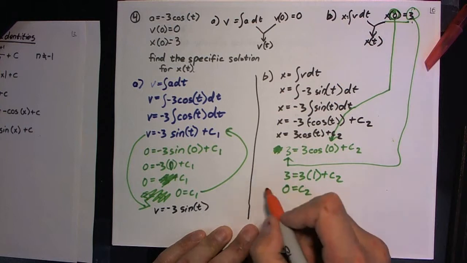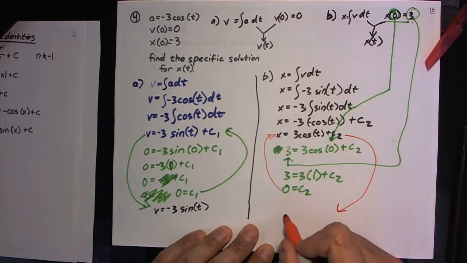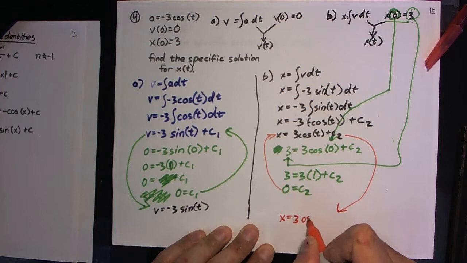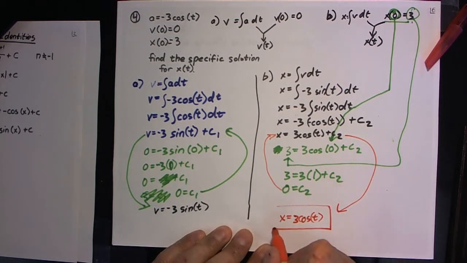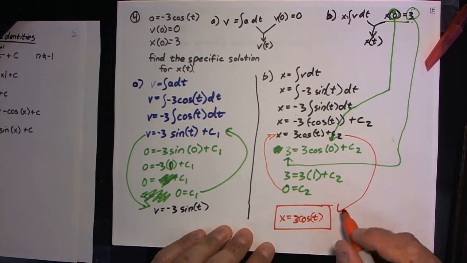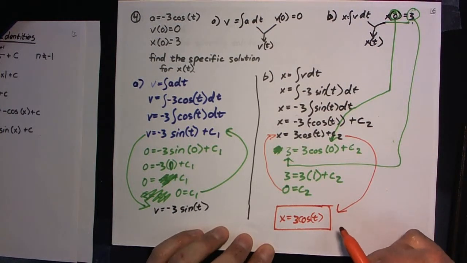Let's switch to orange here. Take that, substitute it in there, and we get x equals 3 cosine of t plus c2, which is 0. So that is our specific solution for x as a function of time.